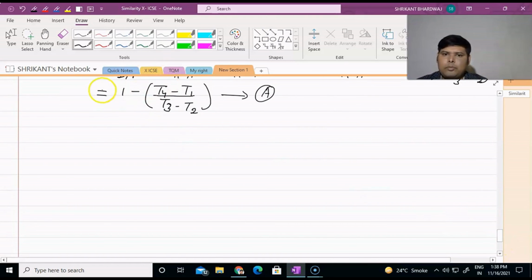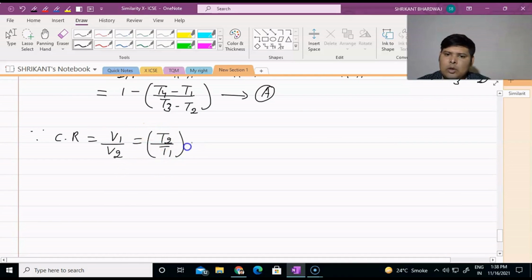Now, moving further, since compression ratio is equal to V1 by V2 and 1 to 2 is isentropic compression, that's why T2 by T1 whole raised to the power 1 upon gamma minus 1, and this you can say equals r. Equation number 1.